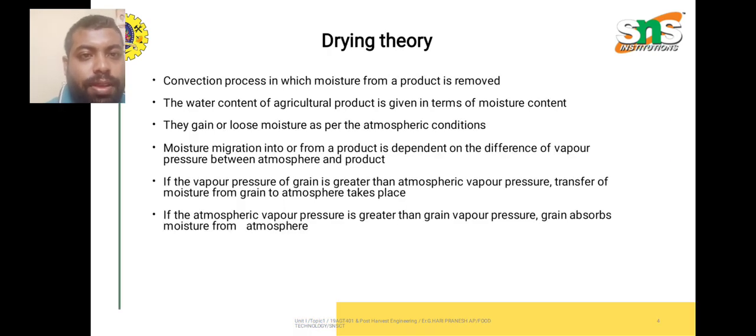Theory of drying. Convection is the process in which moisture from a product is removed. The water content of agricultural product is given in terms of moisture content. They gain or lose moisture as per the atmospheric conditions. Moisture migration into or from a product is dependent on the difference of vapor pressure between atmosphere and product. If the vapor pressure of the grain is greater than the atmospheric vapor pressure, then the transfer of moisture from grain to atmosphere takes place. If the atmospheric vapor pressure is greater than the grain vapor pressure, grain absorbs moisture from atmosphere. This is the theory of drying.